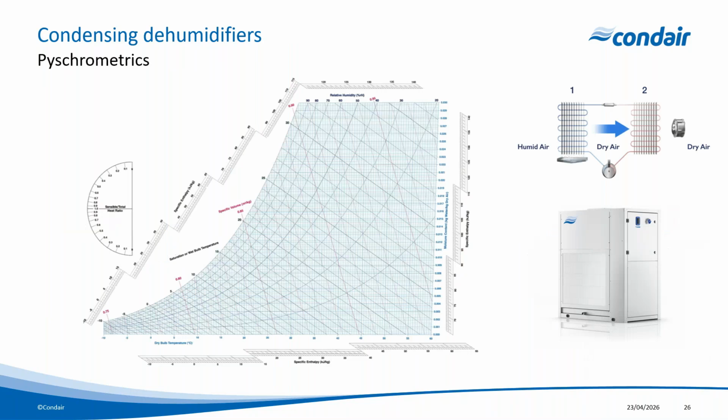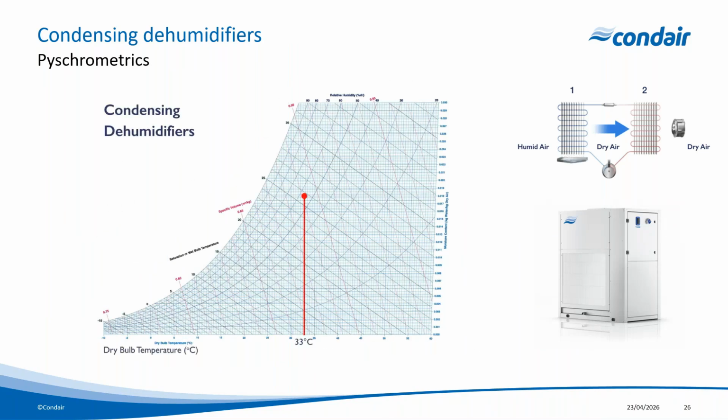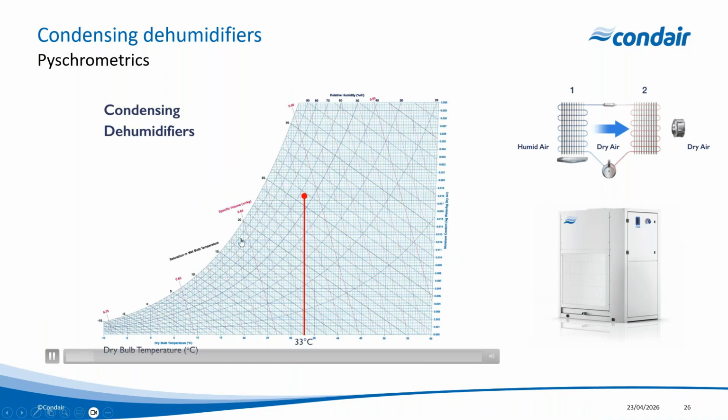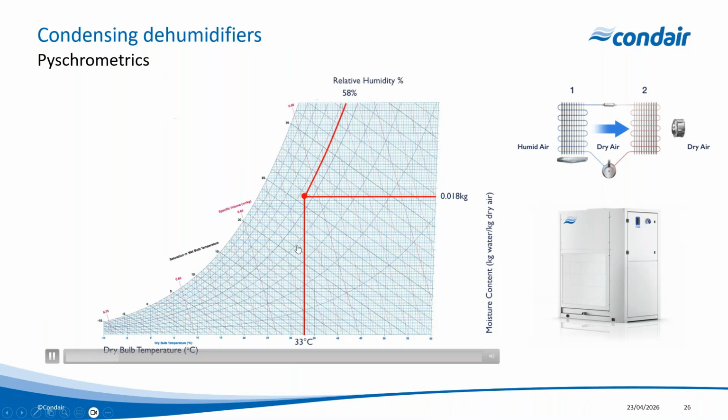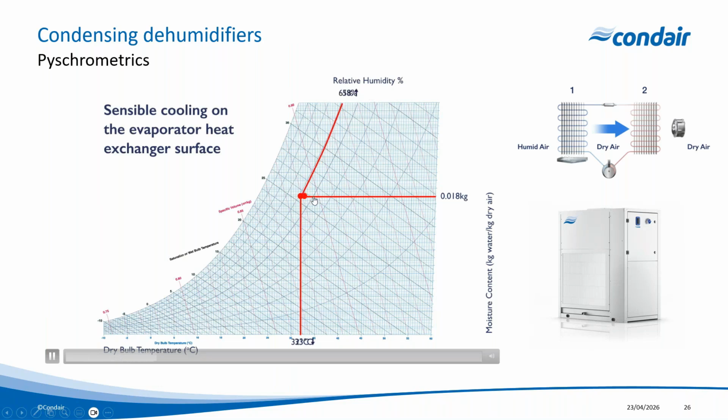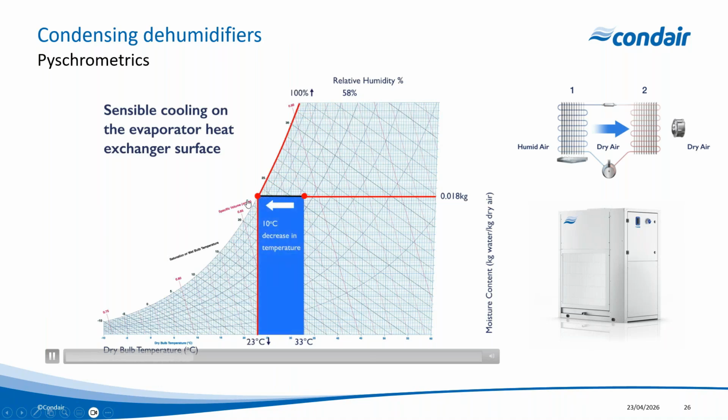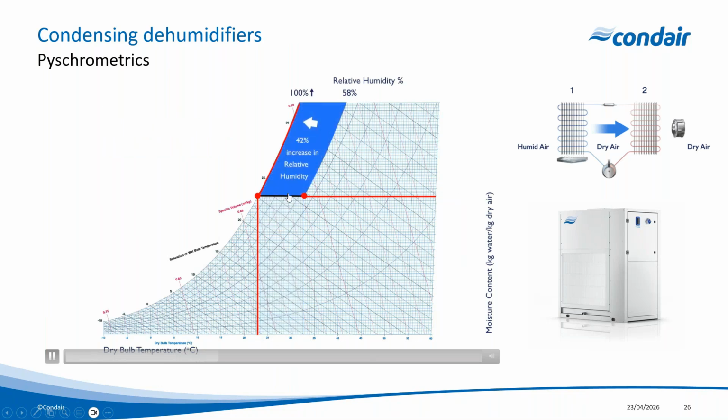So how does that look psychrometrically? So with a condensing dehumidifier, our first process, if we're starting at a really high condition here with 33 degrees C, 18 grams, tropical environment, 58%. If we put that air over the evaporator coil, we cool the air down. Here we can see a 10 degrees C decrease in temperature. We're also seeing a 42% increase in relative humidity.